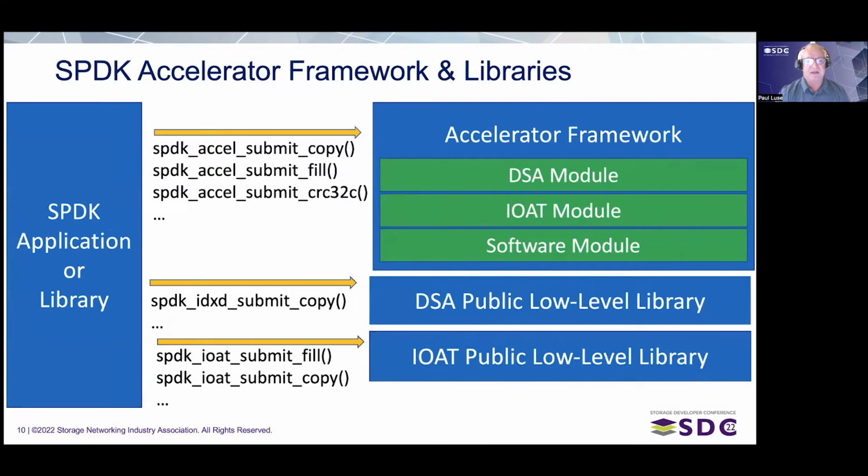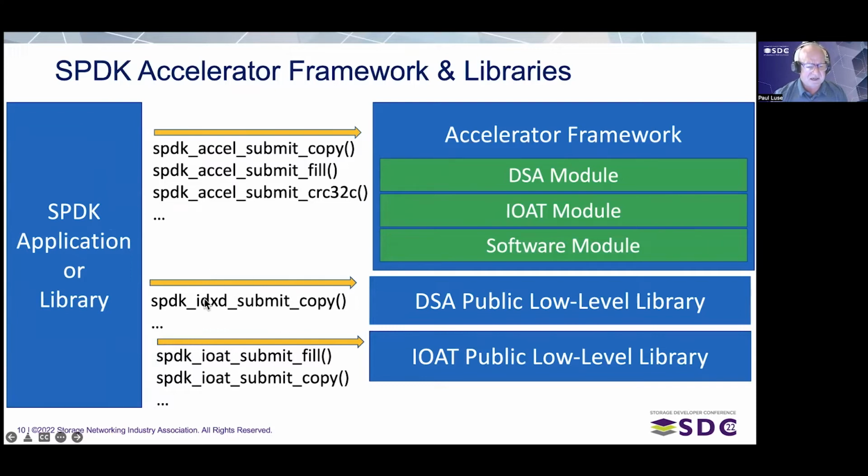Okay, so let's jump into the Accelerator Framework here with a fairly high level picture. But let's start at the top. You can see our application is going to send in these generic calls. They start with SPDK Excel, right? So you're going to submit a copy or a fill or a CRC32C. Those would go directly to the Accelerator Framework. And I'll map through those here in just a second.